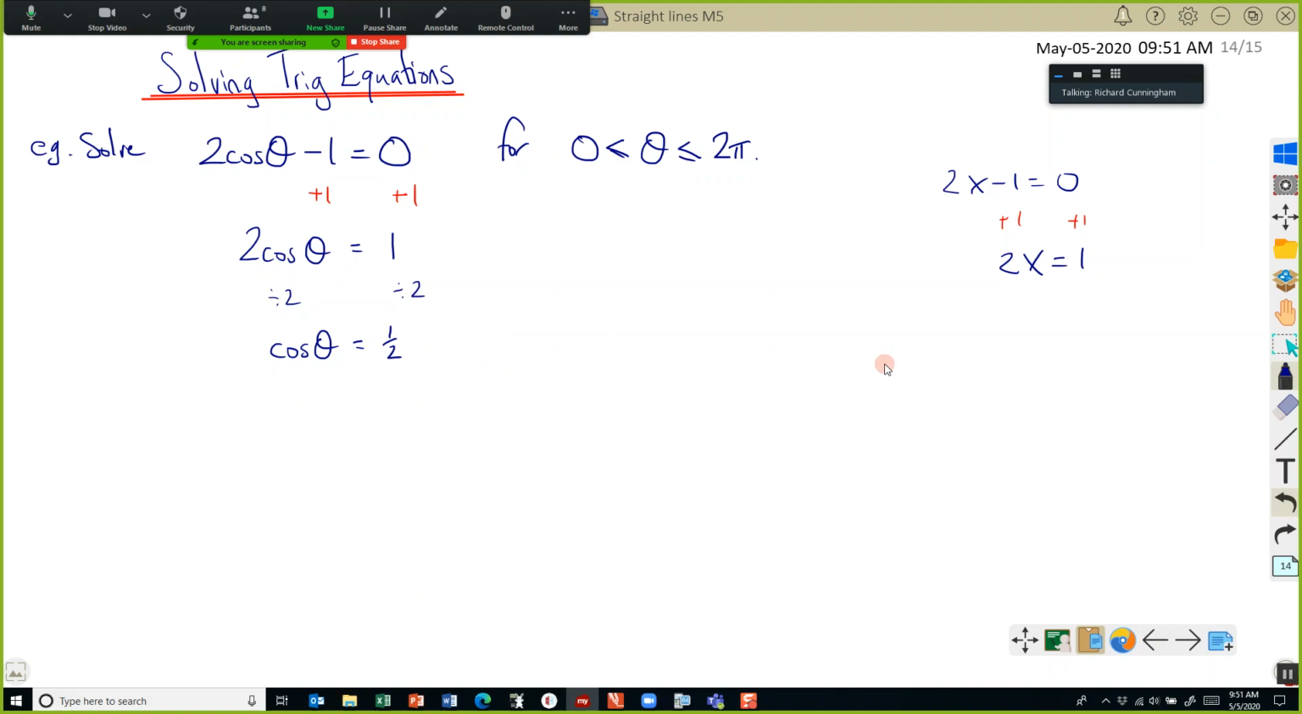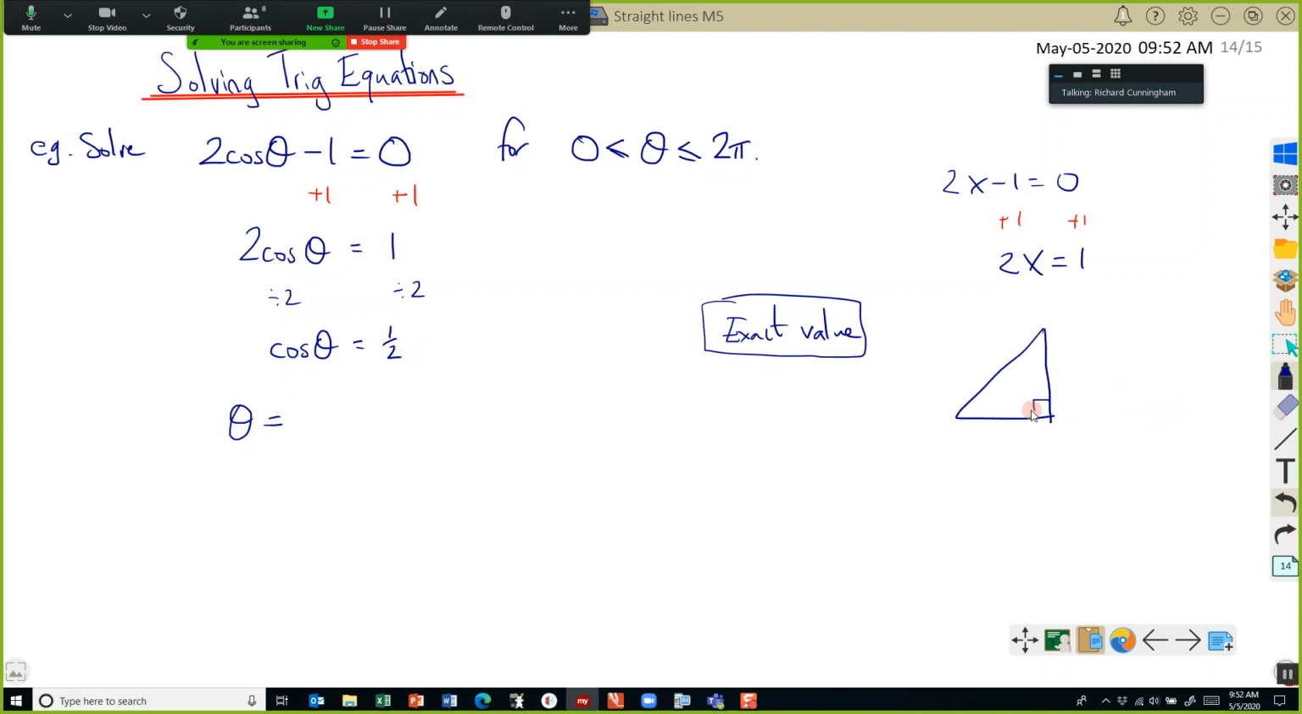Now, you're more than likely going to get a question on this in both your paper 1 and your paper 2. In your paper 1, they are going to use your exact values, like when we talked about 60 degrees, 30 degrees, 45 degrees, those values that give us exact numbers out. So looking at this, we're trying to solve for the angle. Cos of what angle gives me a value of 1/2?